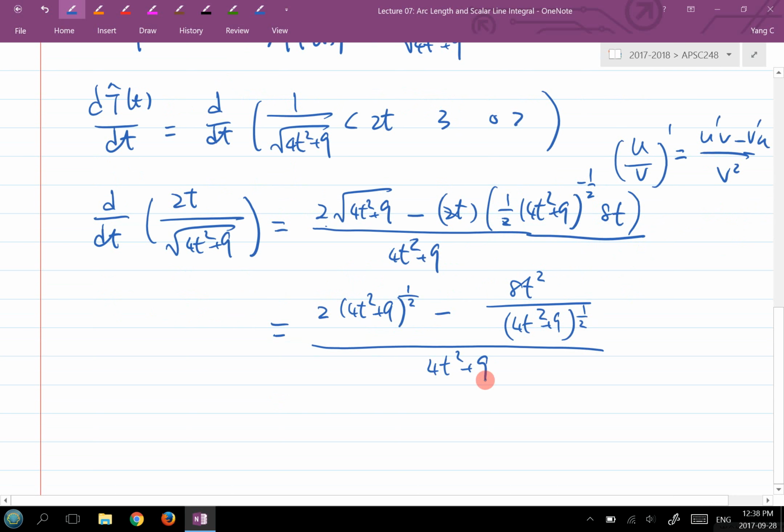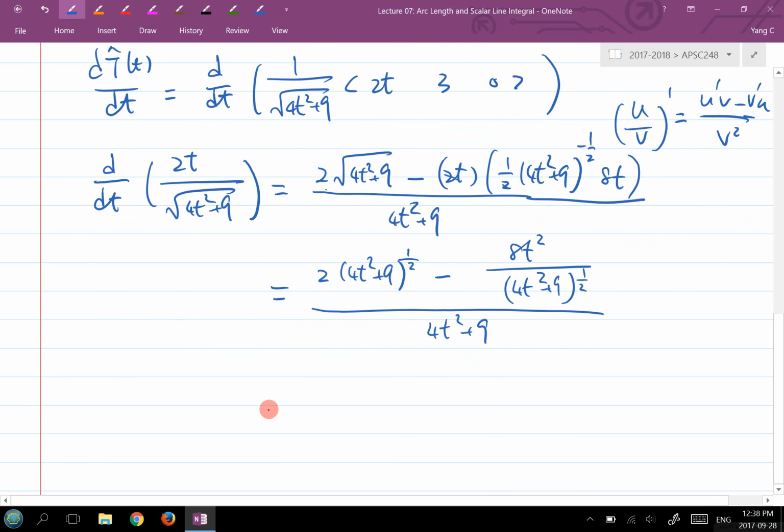Okay, so now you can see this term here, combine the term at the top over here. So when you time this and this, that 1 half becomes 1. So that's just 2 times 4t squared plus 9 minus at squared divided by this term times this term. So that's 1 plus 1 half. So that's become 4t squared plus 9, 3 over 2.